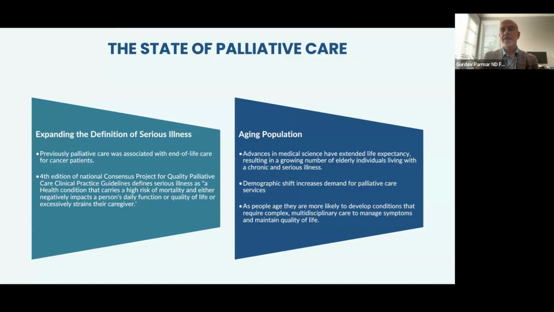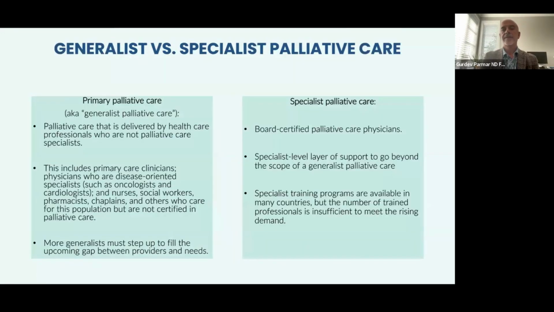And we have an aging population, partly because medicine is so much better, but also because that's just what's happening to the population. There's a demographic shift. And as people age, these chronic illnesses become more likely. So we are at a state right now where palliative care is critically needed. And I will propose to each and every one of you that are attending, and I'm so glad there's so many of you, that you should be a part of this answer.